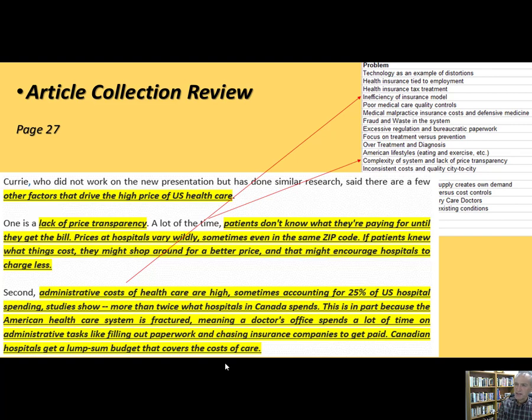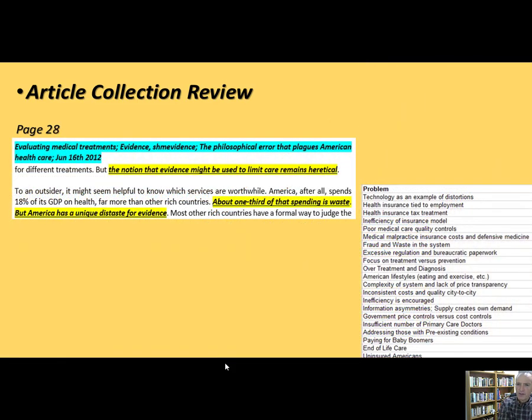The insurance model adds costs to the system. You have the insurance company's costs, which is just a burden on the whole system, especially for those low severity types of events where we should be paying out of pocket. Putting the insurance industry in there is going to raise costs 25%. And then the insurance industry itself makes hospitals more expensive. They have to add all this administrative burden. The notion that evidence might be used to limit care remains heretical. About a third of the spending is waste, but America has a unique distaste for evidence. This is an incredible article.